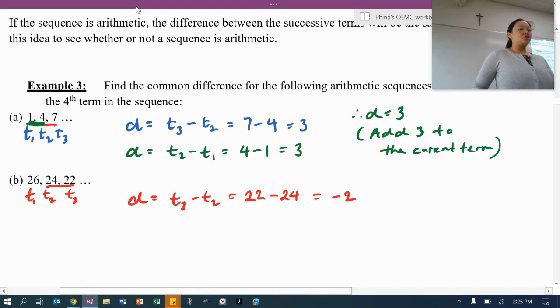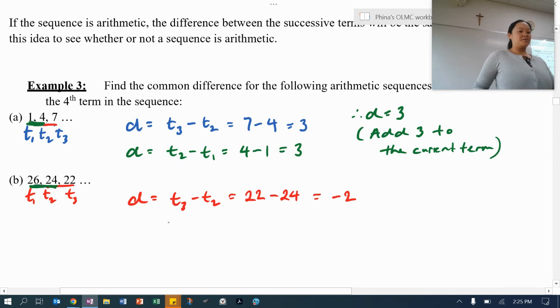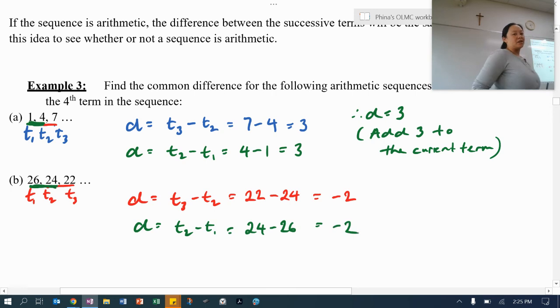We're going to do it again. Let's pick the other possibility here, 24 and 26. Obviously, if you've got 5 numbers, you can pick any 2 as long as they're next to each other. So D is equal to T2 minus T1, which is 24 minus 26. That's also negative 2. So my common difference is equal to negative 2.